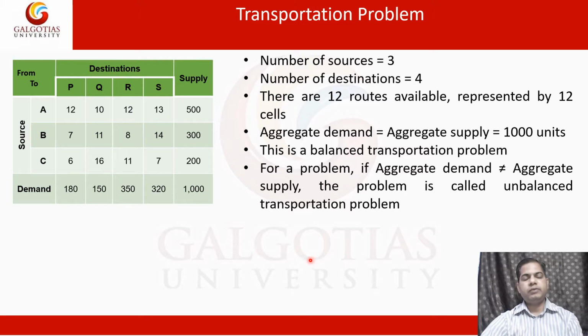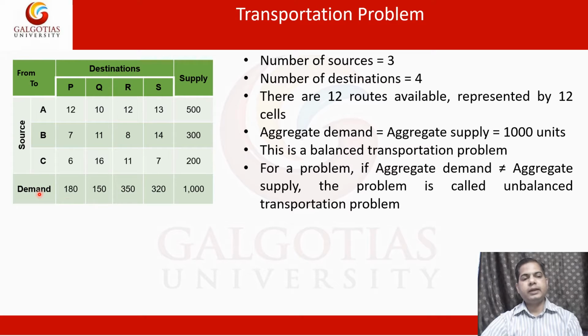Now we have this kind of problem. Here you can understand the concept of the last PPT. In this we have three sources, A, B, C, and four destinations, P, Q, R, S. We have different routes, 12 routes are available because this is 3 into 4: A to P, A to Q, A to R, A to S, and similarly B, similarly C.